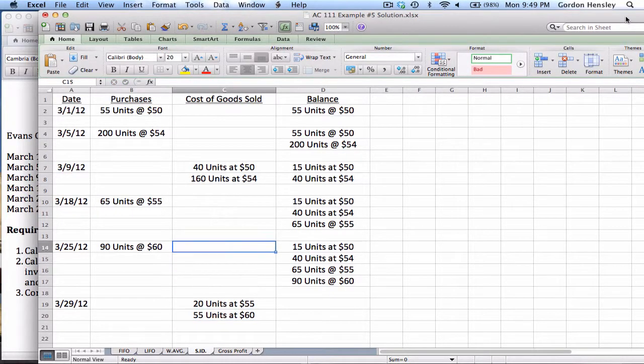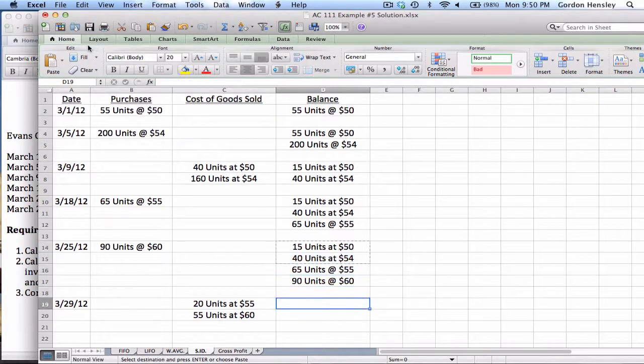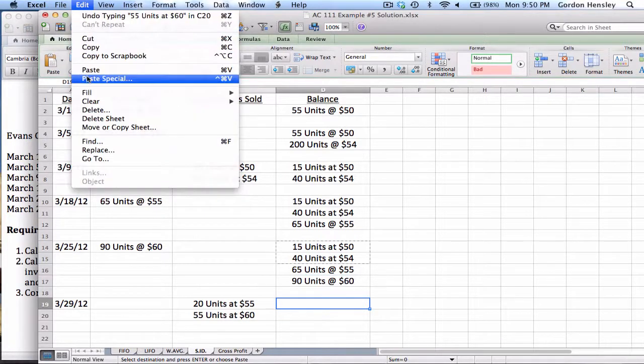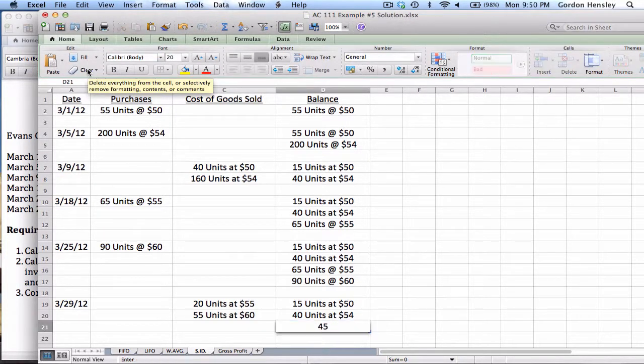So what I'm going to have then will be my first two layers. They're actually going to remain unaffected. So I can just copy those down. Now, where I used to have 65 units of 55, 20 of those are gone, so I only got 45 units at 55. And of the 90 that I used to have, a lot of those are gone, so I've only got 35 of those left.